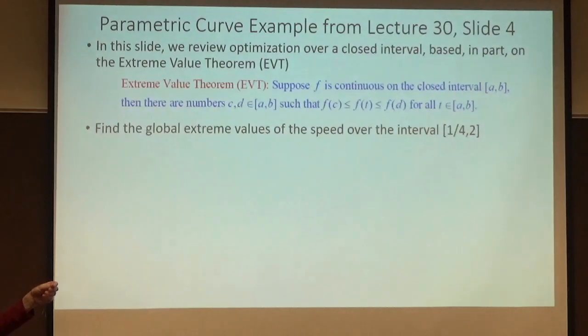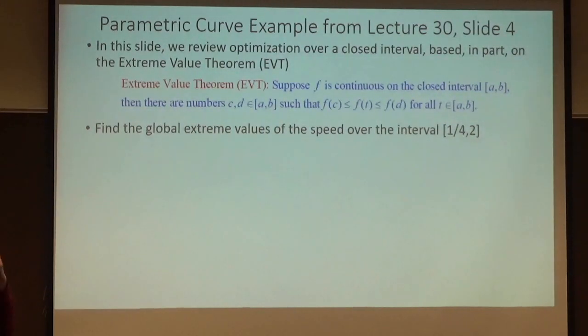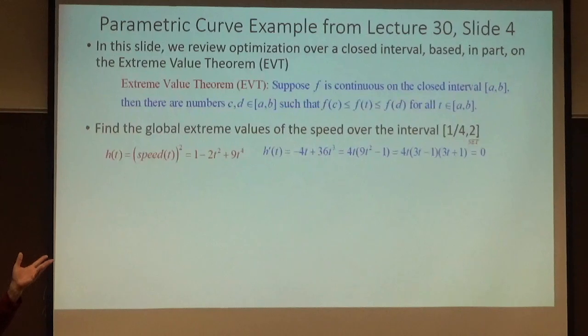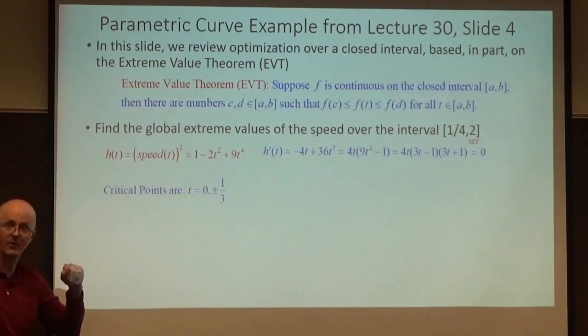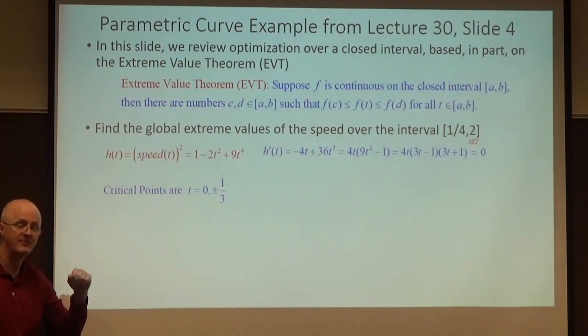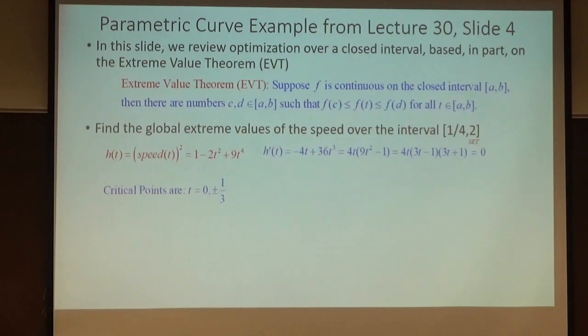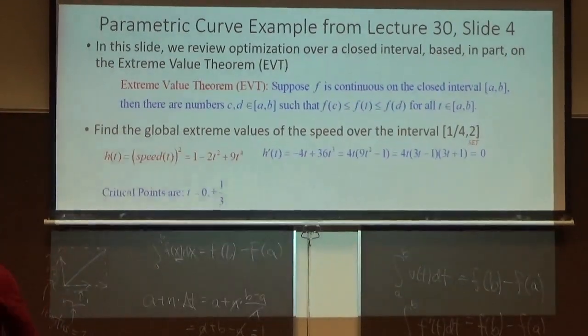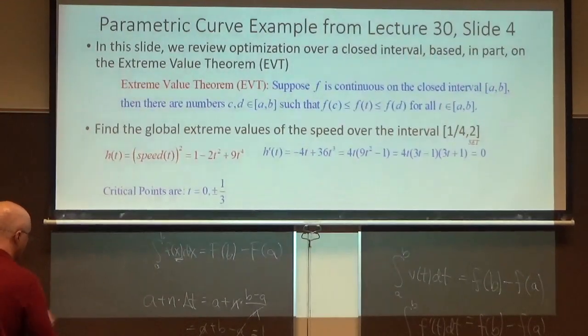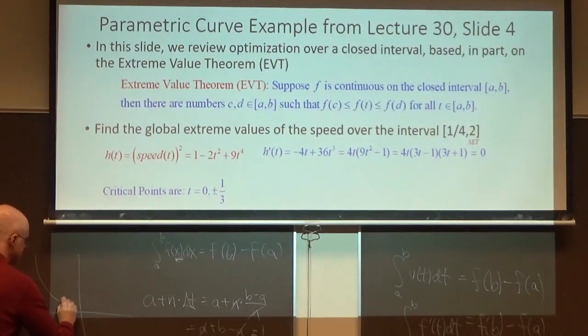So to find the global extreme values here, I picked the interval from 1/4 to 2 for a reason. I'll explain why. Square the speed, because it's easier to differentiate that. Set that derivative equal to 0. Solve for t, you get 0 and plus or minus 1/3. We did this calculation a few lectures ago, when we were trying to find local extreme points. It's the same example here. Here was the graph of that speed function that looked like this.